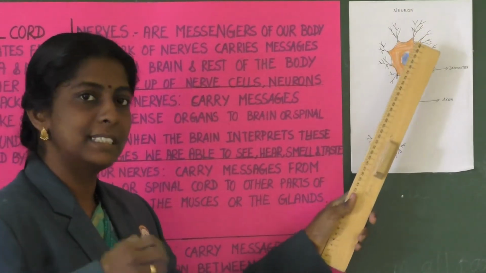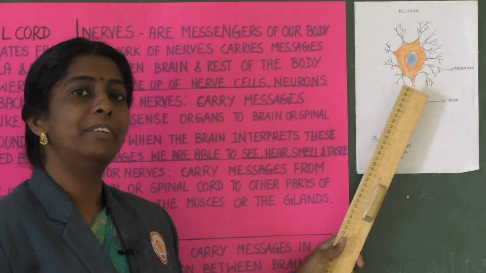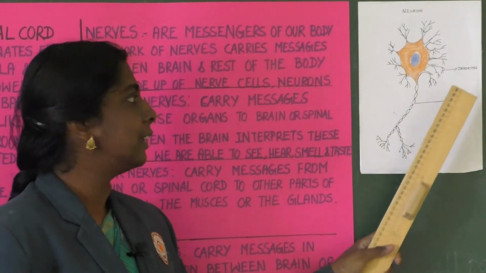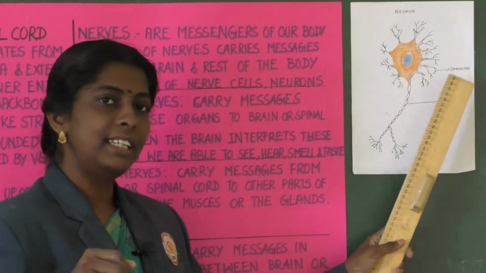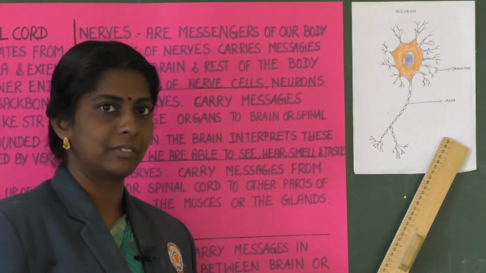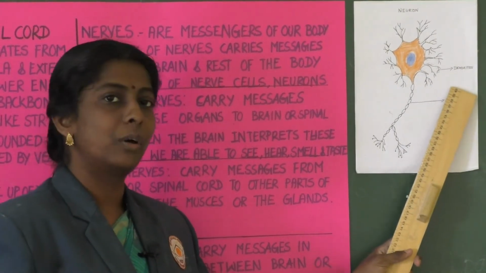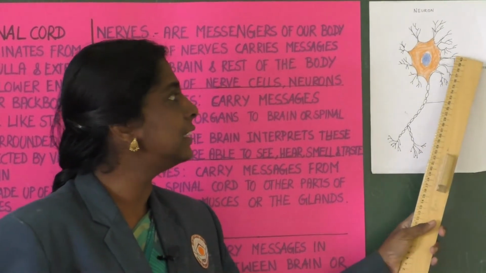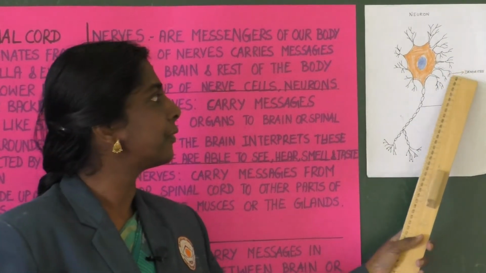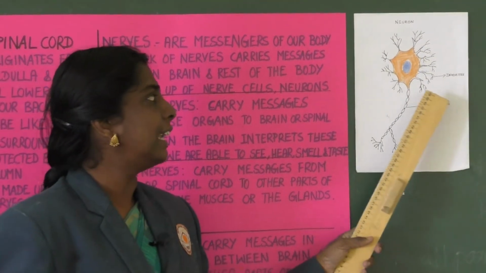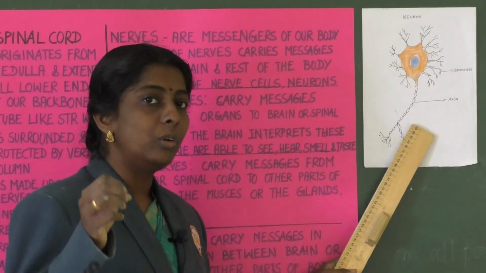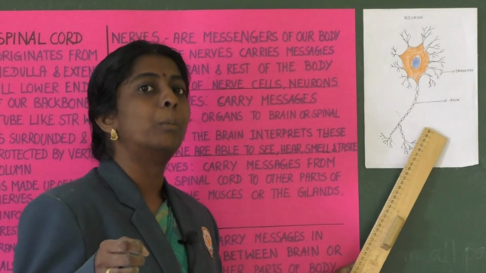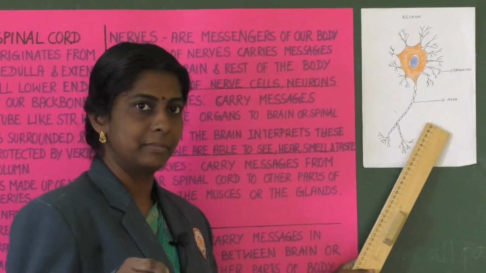Yes children, you can see the picture of a neuron or nerve cell. They are basically messengers of our body and they have two parts, dendrites and axon. Clear? Dendrites are branched nerve cells, you can see here. These are dendrites. And the axon is a long, slender projection of the nerve cell.